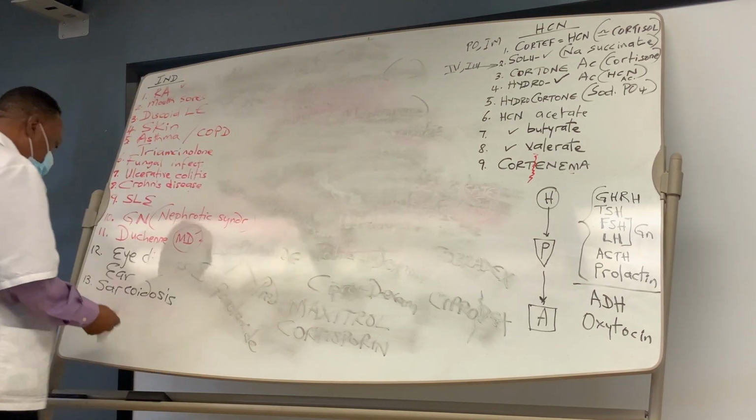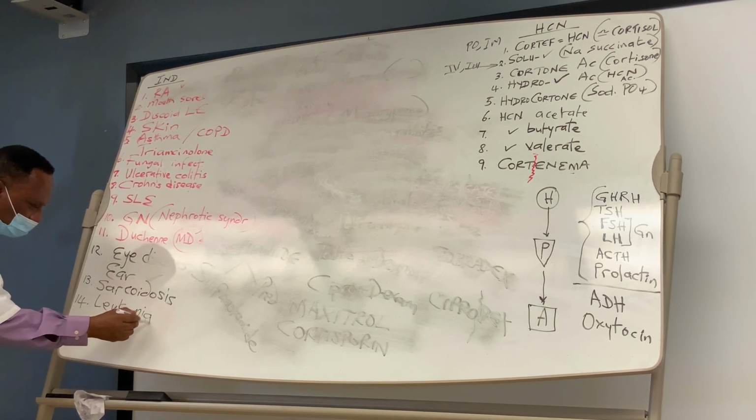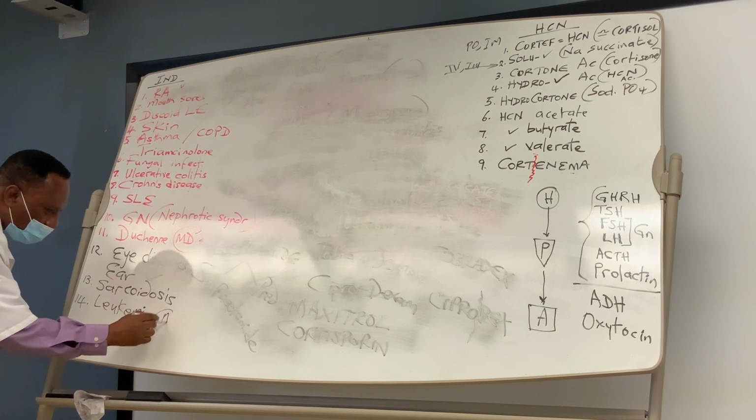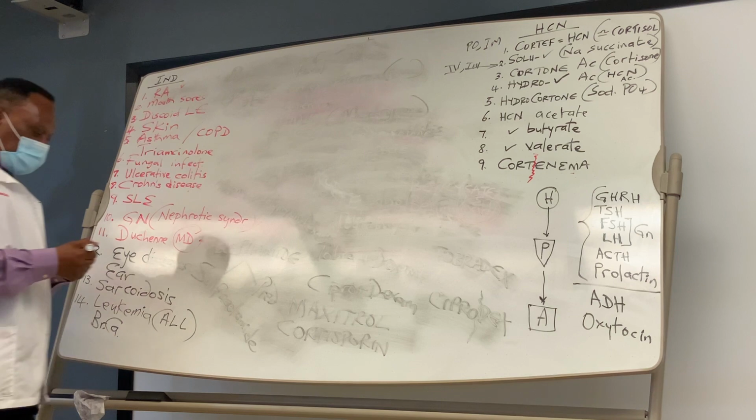And then you have some cancer situations. Say leukemia, for example, acute lymphocytic leukemia, ALL. And sometimes you can even see adrenal steroids being used in breast cancer. For breast cancer, it is mainly your prednisone, and even for acute lymphocytic leukemia, it is also prednisone.